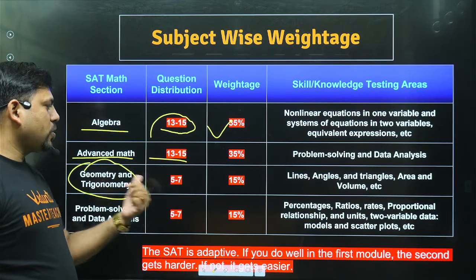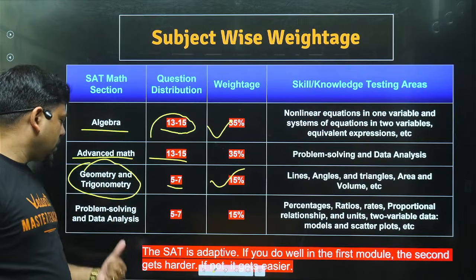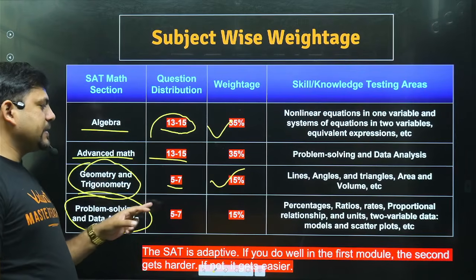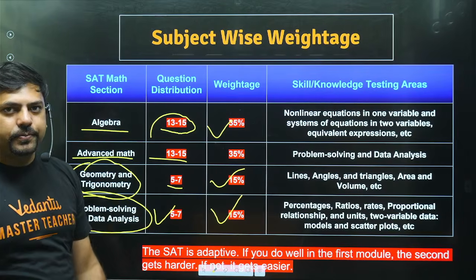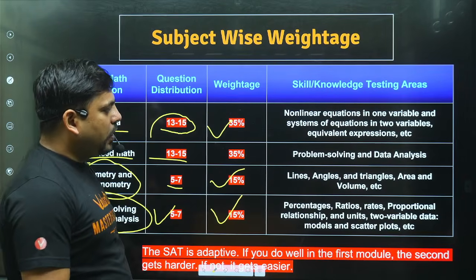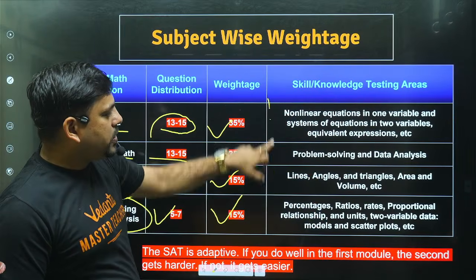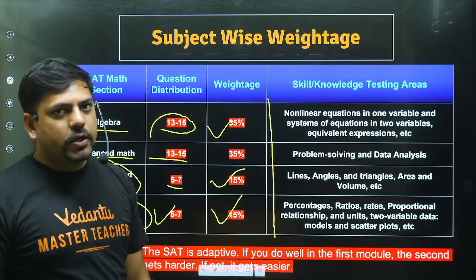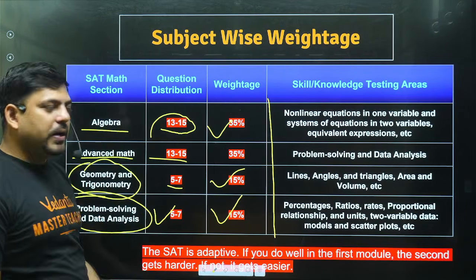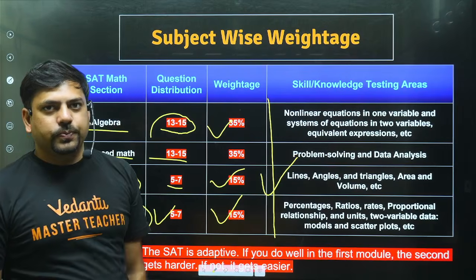Geometry and trigonometry has got 5 to 7 questions with a 15% weightage. And then problem solving and data analysis has got the same percentage of 15%. Fine. Here, these particular topics would be touched. So you can just assume that, because all these topics are mostly covered in 11th and 12th syllabus. Fine. In fact, some of them are covered in 9th and 10th syllabus also.